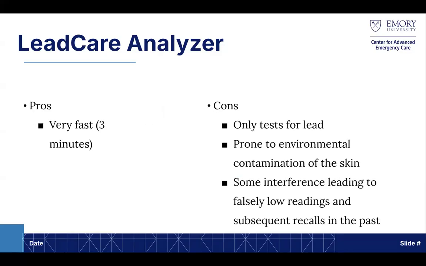The advantages here are the test is very fast. The results are available in 3 minutes, which makes it convenient for community screenings or pediatric offices. The limitations here: it measures only lead, not other metals. Results can be affected by environmental contamination on the skin, and historically, some batches were recalled due to calibration issues, causing falsely low results. For these reasons, it's best used for screening, but any elevated result should be confirmed in a certified laboratory.